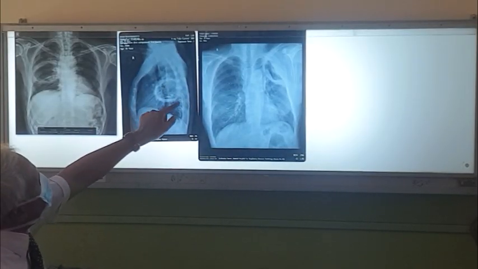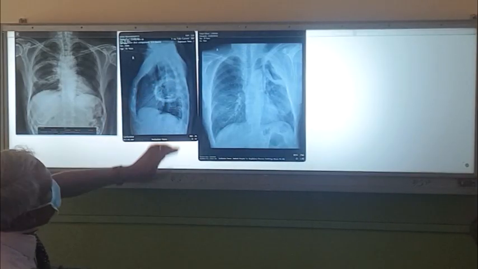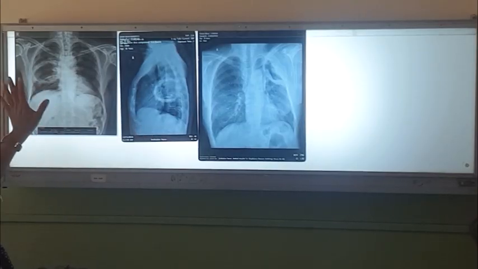So this is a thick wall cavity. If you look at the position, this is in the apical segment of the lower lobe. So it's a common site for TB. Apical segment of lower lobe is a very common site for TB, right? So if it is TB, the sputum should be positive, because if there is a cavity, there should be a lot of AFB, so AFB should be positive, right?